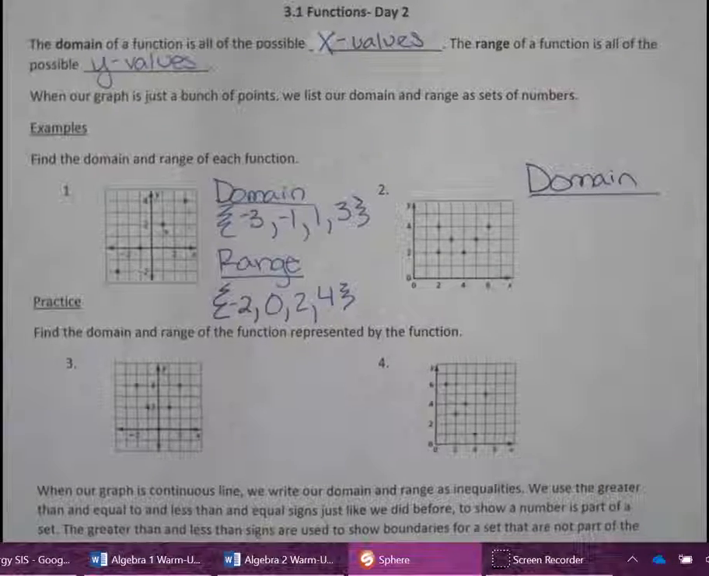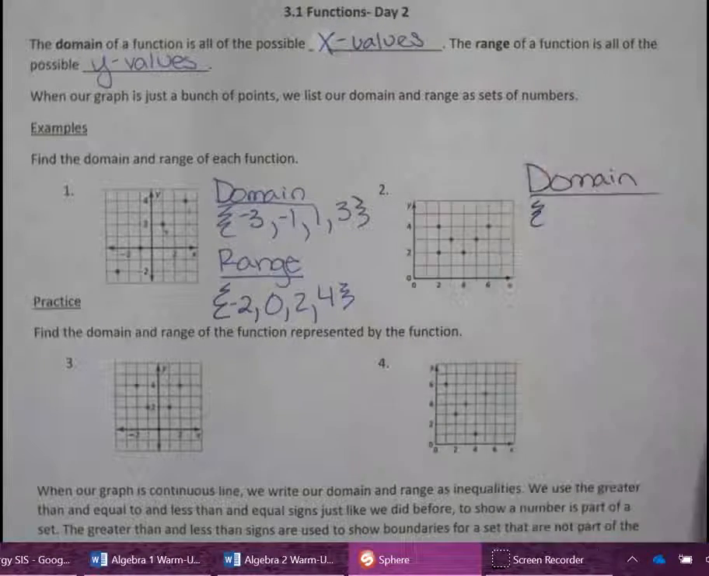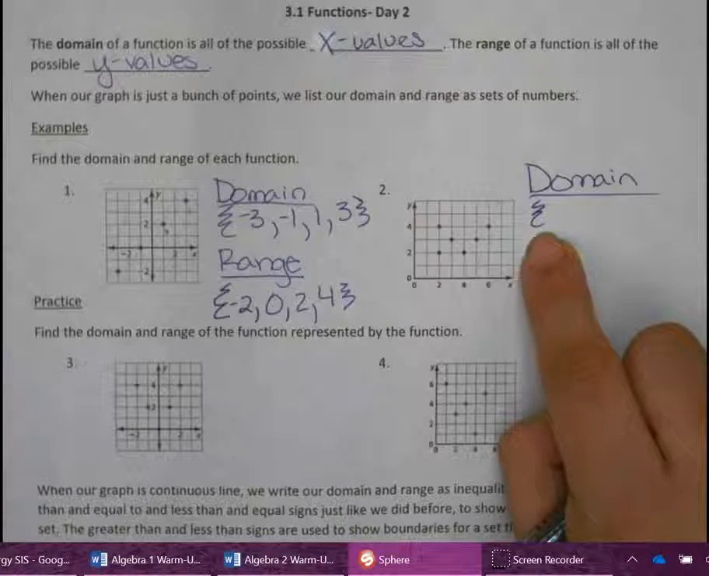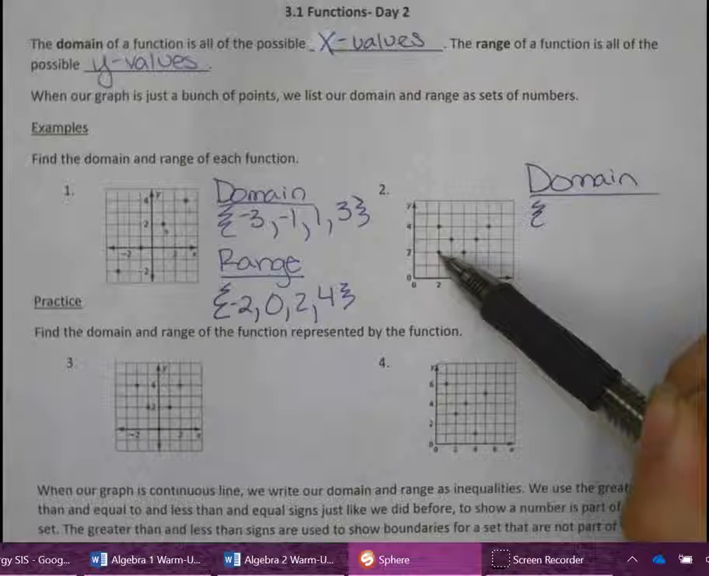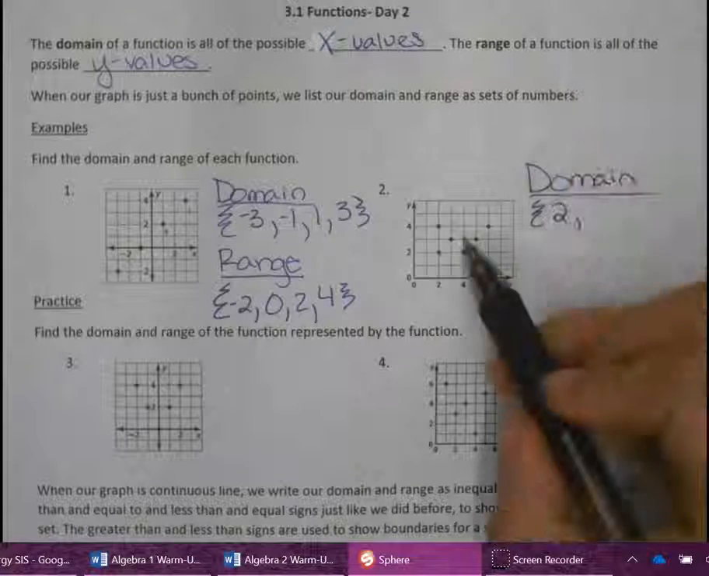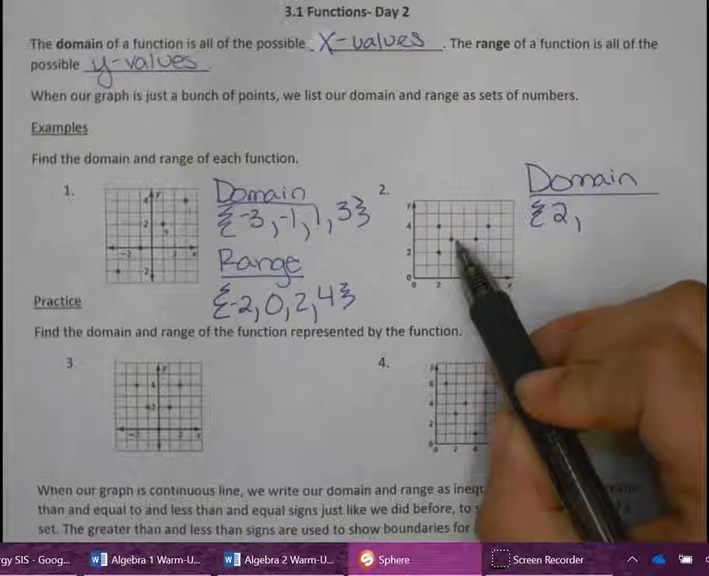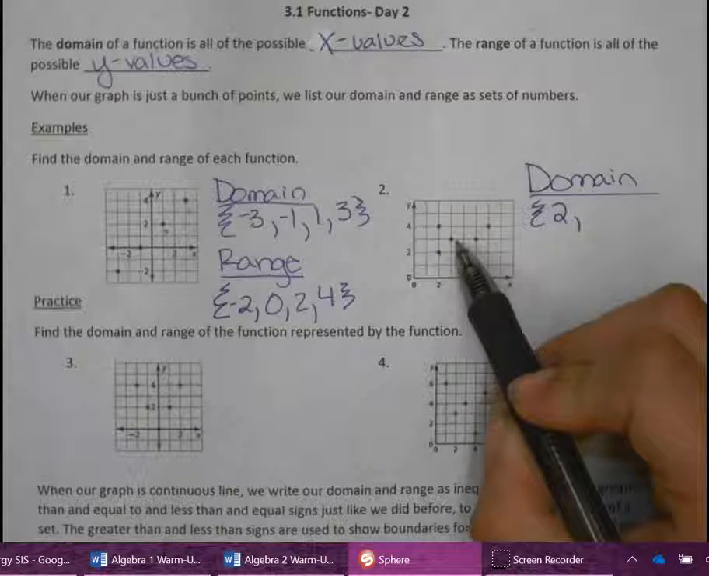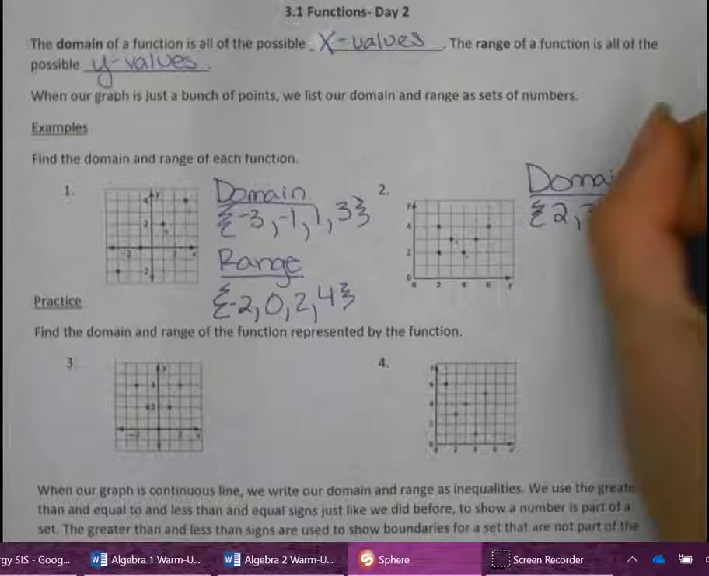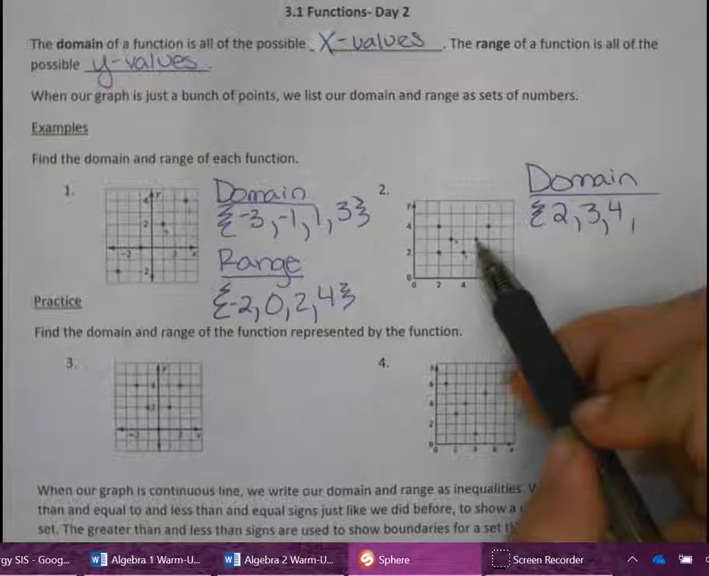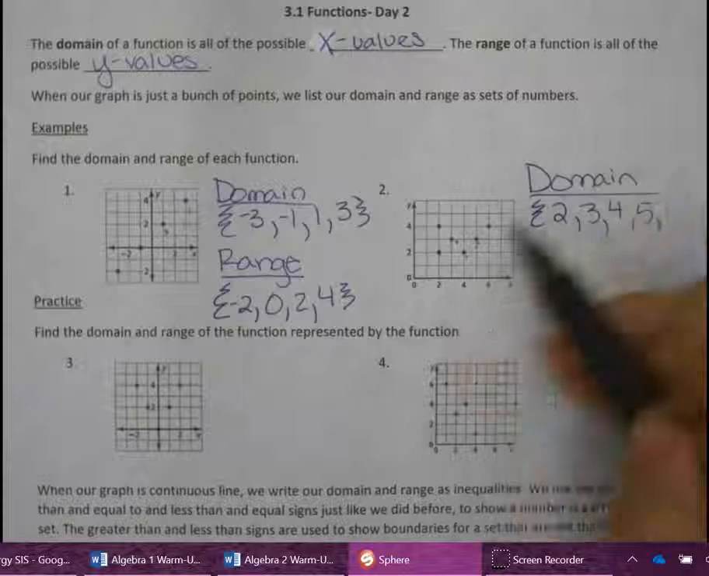Okay, so on number 2, what x values do I have for my domain? In case you couldn't tell, this is a curly bracket. I'm bad at drawing them. So, what's my first x value right here? 2. My x value right here? 3. Right here? 5. And my last one? 6.